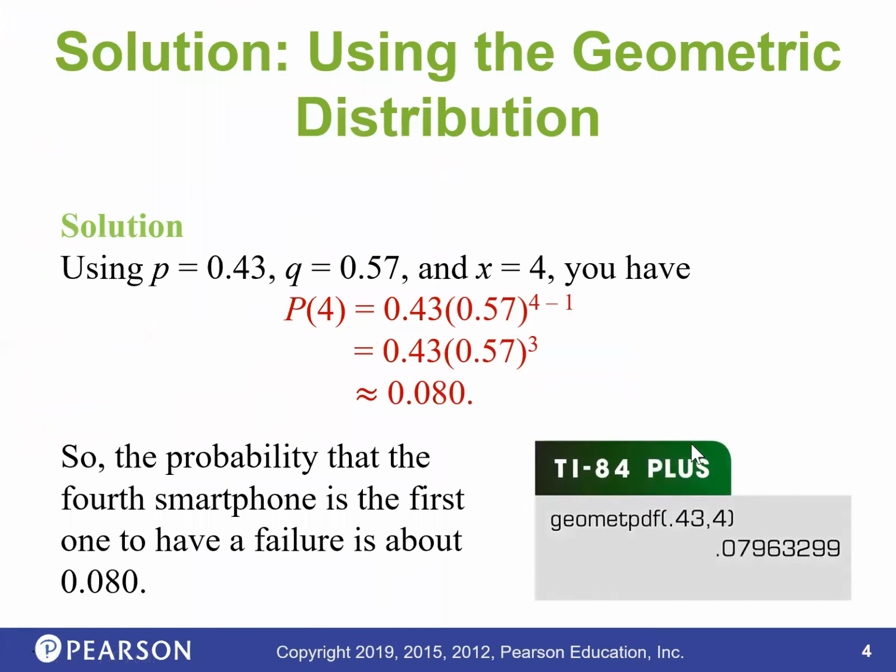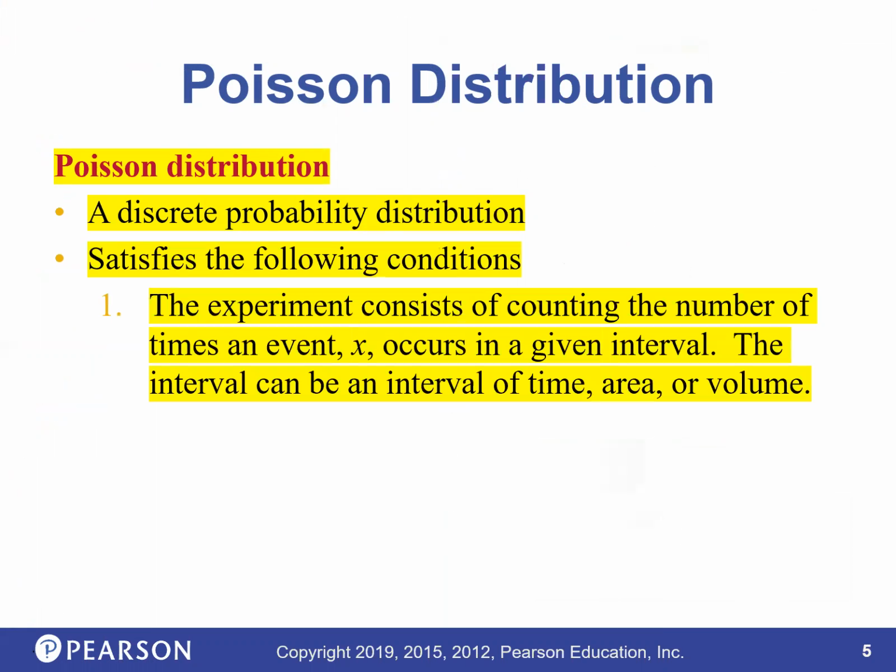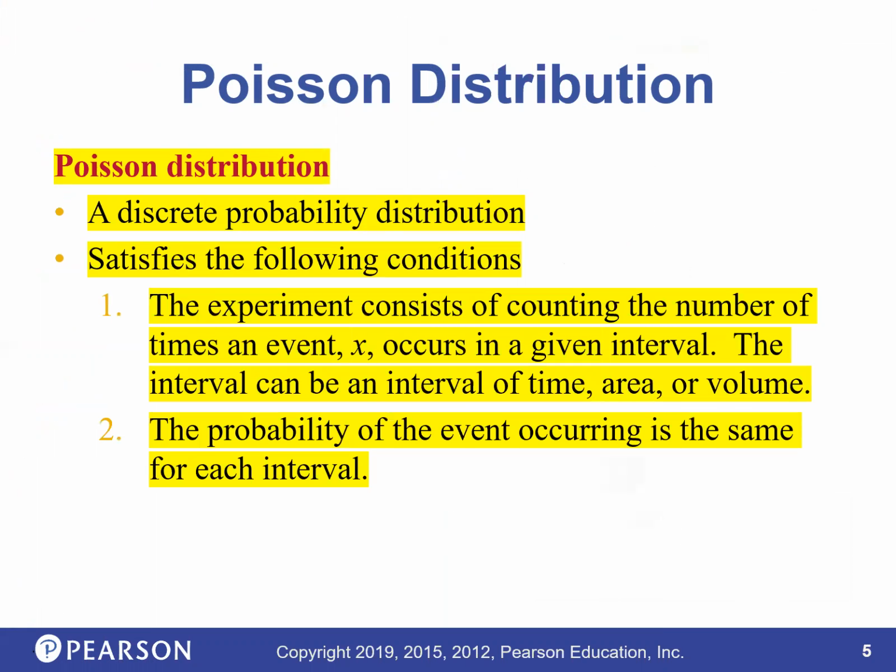Now we have the next one. Poisson. Not Poseidon. That's a Greek god, that's a little different. Poisson distribution here. Lots of writing. Sorry, guys. Lots of writing for you guys.